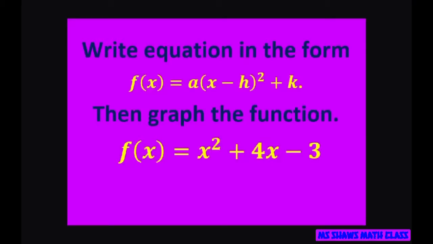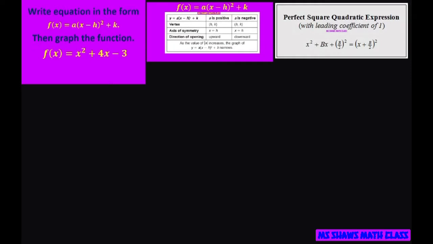Hi everyone, we're going to write our equation f of x equals x squared plus 4x minus 3 in vertex form, and then graph the equation. Basically, we're going to make a perfect square trinomial to put this in vertex form. I'm going to change this to y, and I'm also going to add 3 to both sides.